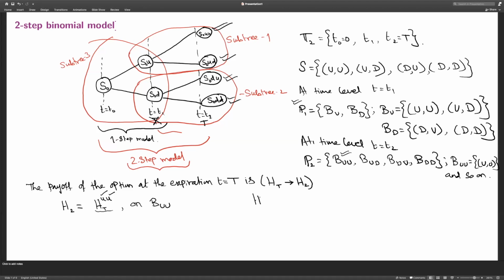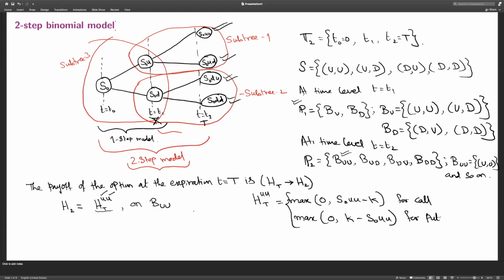Remember, HUU is, if it is a call option, maximum of 0 comma S naught UU minus K for call, and if it is put, how it will look like, it is maximum of 0 comma K minus S naught UU, right, for put options. And similarly, all the other cases can be written. I will not repeat it.